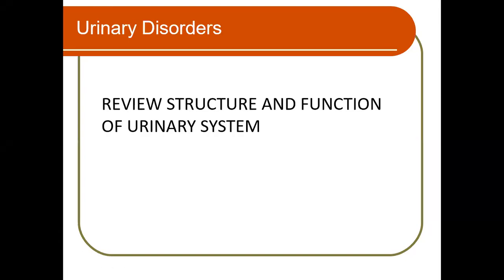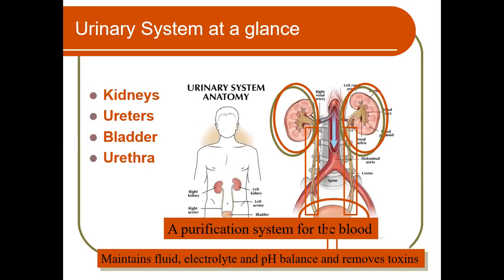Hello everyone. In this lecture we are going to discuss the review of structure and function of the urinary system. Looking at the urinary system at a glance, it is a purification system for the blood. It maintains fluid, electrolyte and pH balance and removes toxins from the body. And it consists mainly of four organs: kidneys, ureters, bladder and urethra.